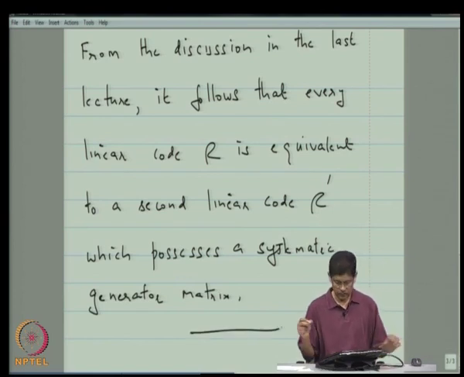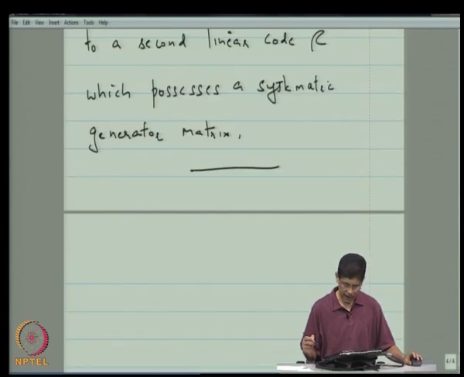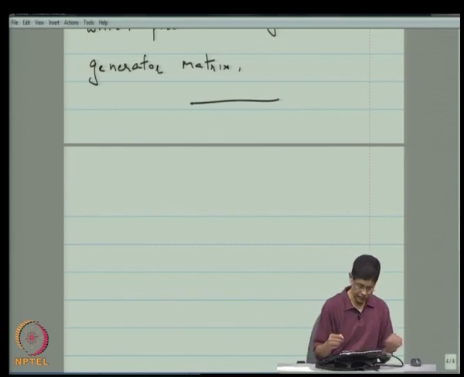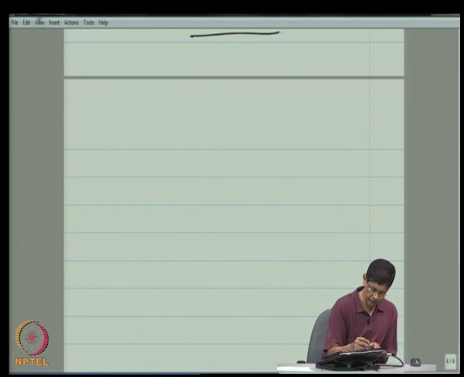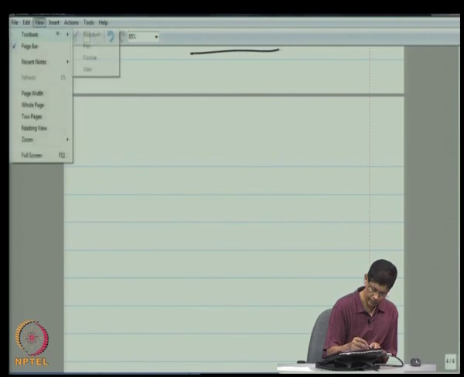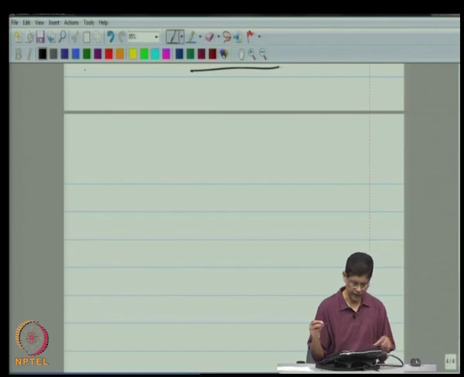Okay. So, that concludes the discussion on that particular topic, and now let us move on to talking about how one would go about computing the minimum distance of a linear block code. I will just pull up my tool set that I use here, which is very helpful.